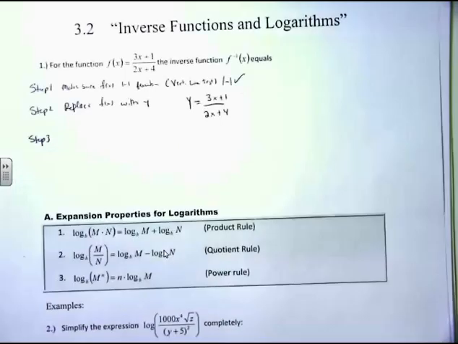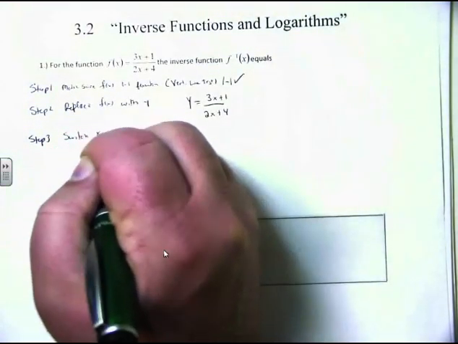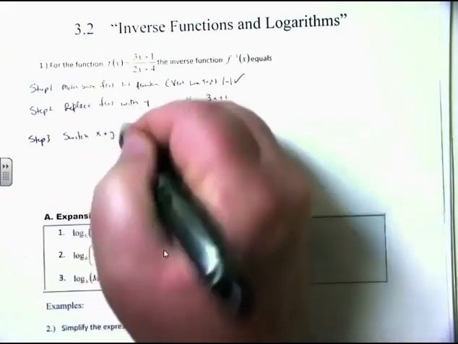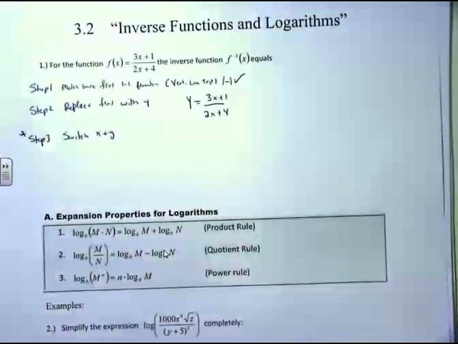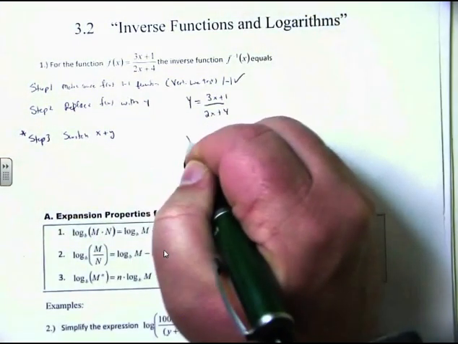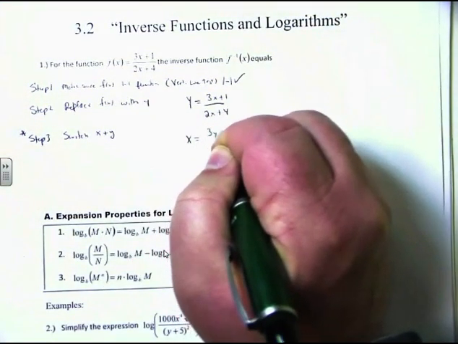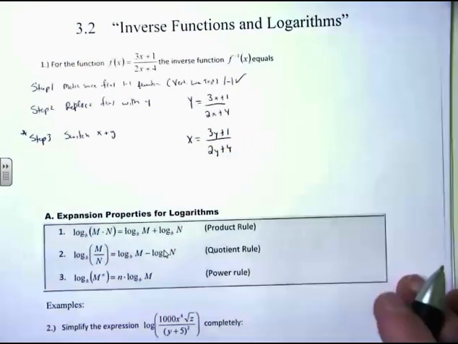Step 3, switch the x and y. This right here, step 3, actually is the idea behind inverses: switching the x and y, switching the independent and dependent variable. So when I switch x and y, it's going to give me the equation x is equal to (3y plus 1) divided by (2y plus 4).